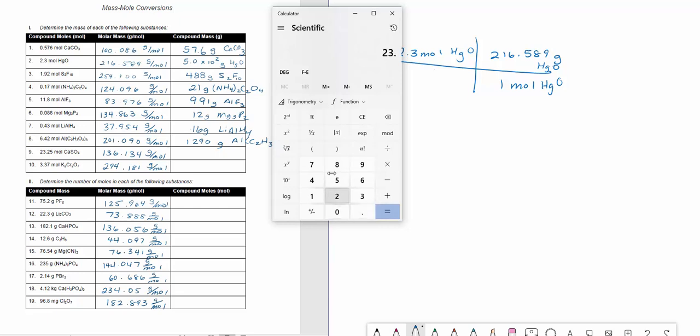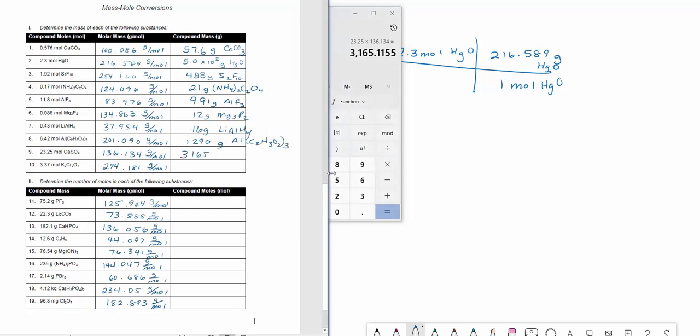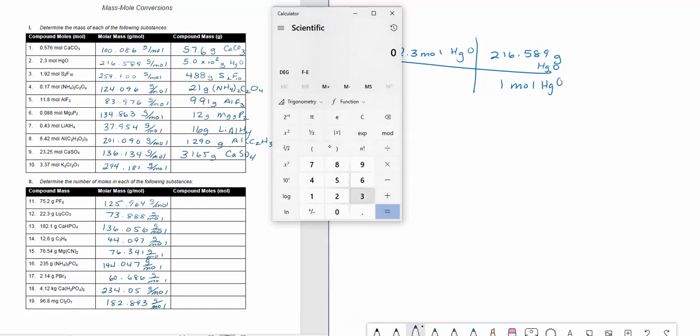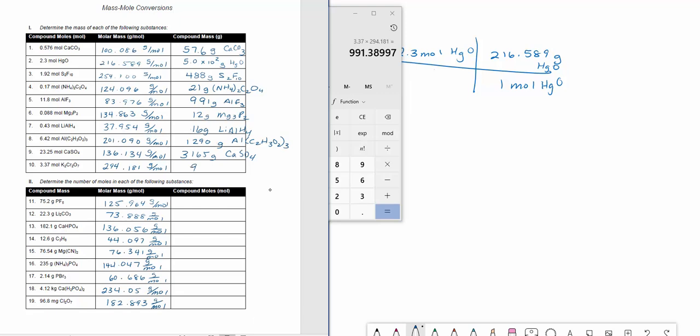So 23.25 moles times the molar mass, 136.134, and I get 3,165. I started with 4 sig figs, I end with 4 sig figs. So 3,165 grams of my compound. Number 10, 3.37 moles multiplied by my molar mass, 294.181. And I get 991 grams. Started with 3 sig figs, end with 3 sig figs. And I need to declare the compound.